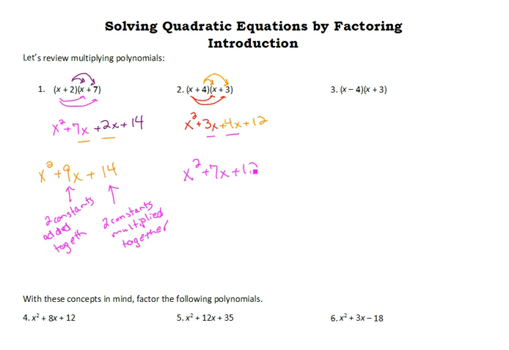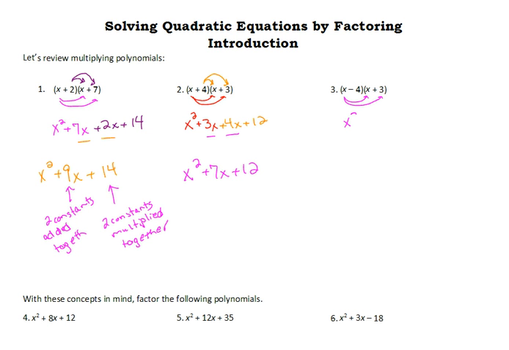So again, when we're undoing it, we're looking for that pattern. We're going to ask ourselves, what times what gives us 12, and added together gives us 7, because those are the two constants that we're going to use in our binomial. Okay, let's go ahead and look at this last one, and see if that's the same, even if we have a negative sign in there.